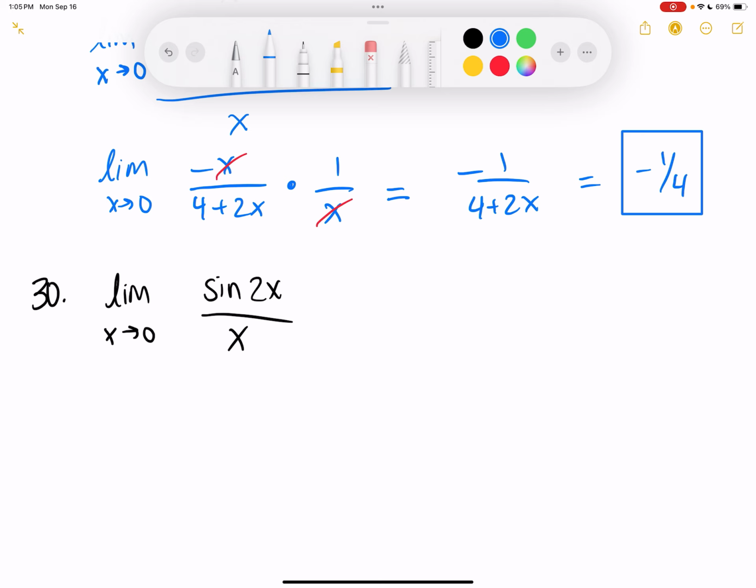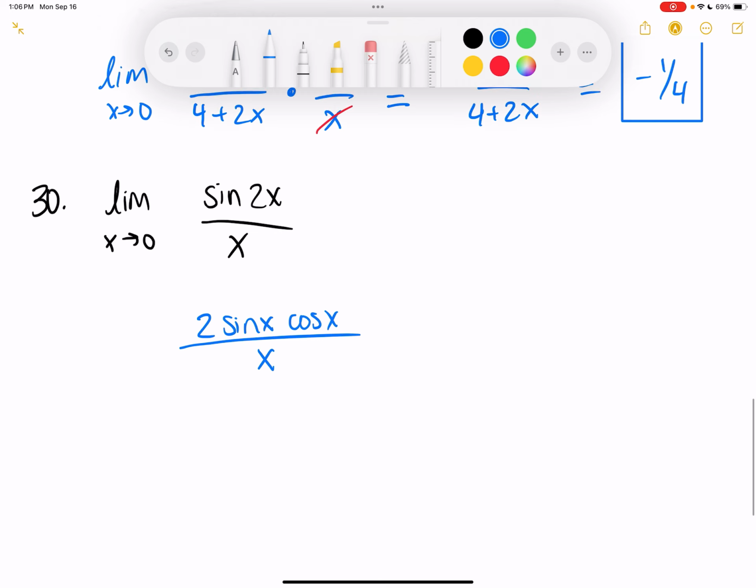So, sine of 2x can also be written as 2 sine x cosine x, and then over x from the bottom. So then I could rewrite this as the sine of x over x times the 2 cosine x. Wait, so the 2 cosine of x just doesn't go over the x anymore? It doesn't have to. I just split it up.